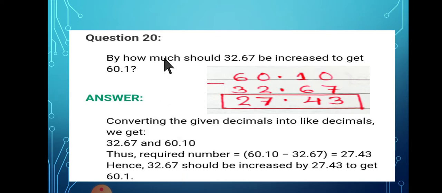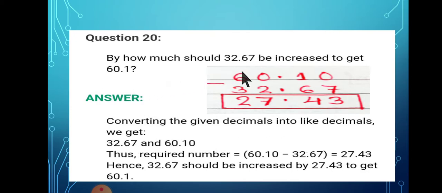Question number 20. By how much should 32.67 be increased to get 60.1? It means to this number 32.67, how much will we add? Increase means more, add. So how much will we add to this number to get 60.1? First of all we should know the difference between them, then we will add. So to find the difference we will do subtraction. First of all we will convert both numbers into like decimals form.